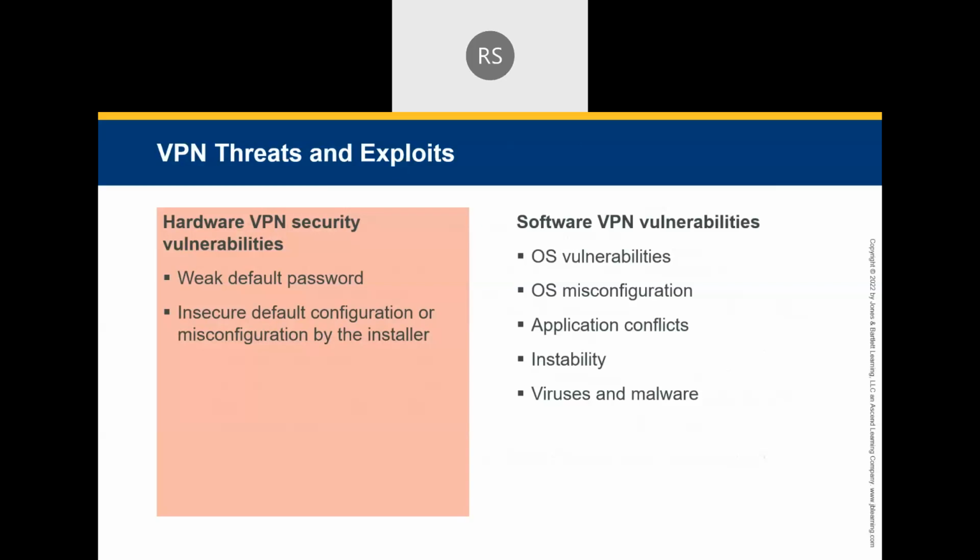There may be incompatibilities or conflicts between the VPN software and other applications running on the system, and that can introduce vulnerabilities as well. You may have unstable VPN software that experiences crashes or glitches, potentially leading to security vulnerabilities. Also, the VPN software can be targeted by viruses and malware. These viruses and malware will be designed to exploit weaknesses and compromise the security of your VPN and network.